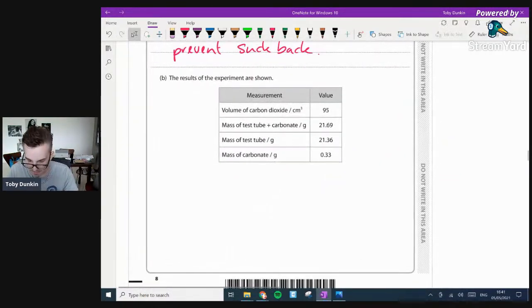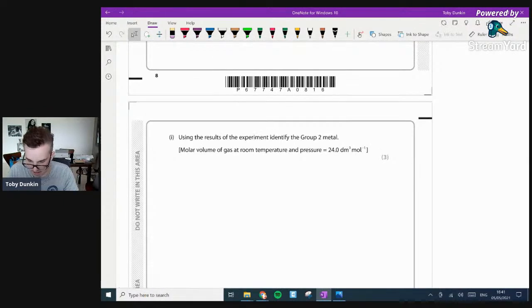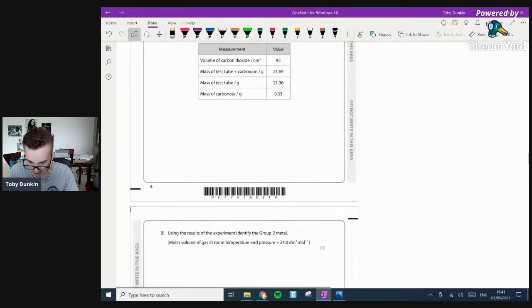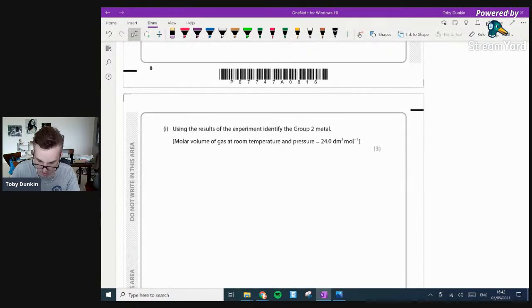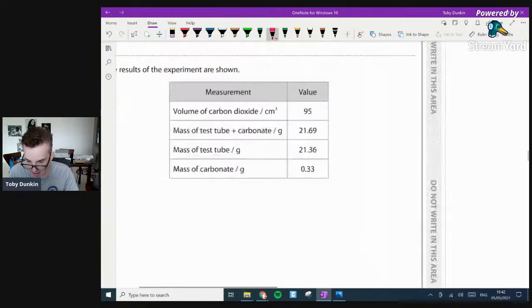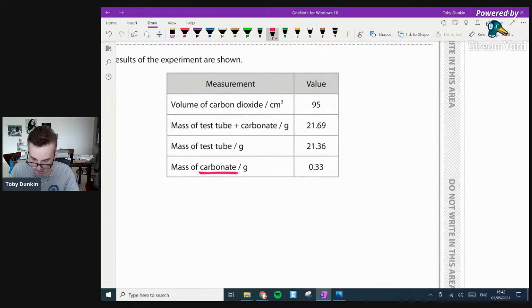Next, the results of the experiment are given here. Use the results in the experiment to identify the group 2 metal. Okay, volume of carbon dioxide here, mass of the test tube and carbonate, mass of the test tube, mass of the carbonate. Okay, so number of moles. Hang on a sec. The only thing is, we don't know the metal carbonate. This was MCO3. What that means is it's probably going to be a group 2 carbonate.